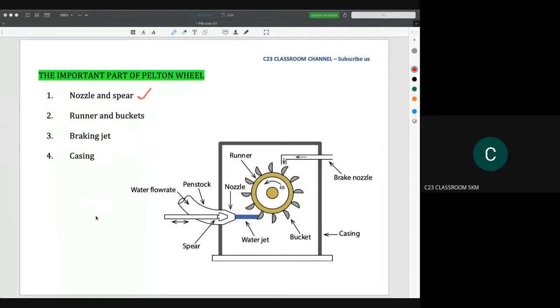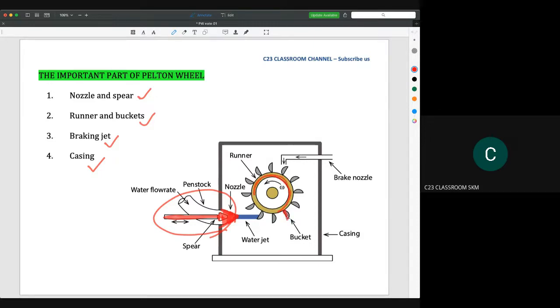And then we have the runner and bucket. We have a braking jet here and the casing. The nozzle and spear are here. The nozzle is actually the component which creates the water jet. A spear is something inside the nozzle that acts as a stopper for the water jet. I will explain it later. So the runner is here, and we have a bucket here.